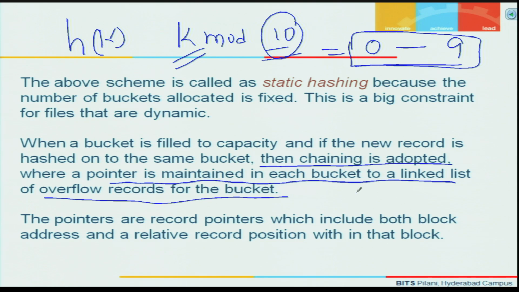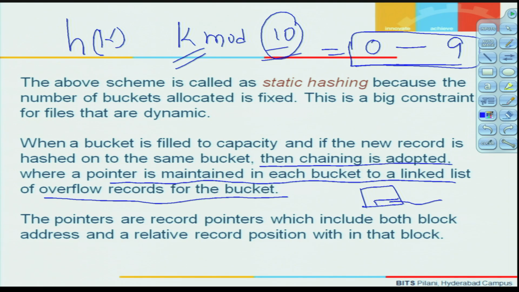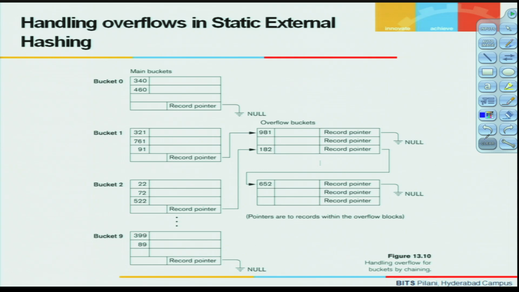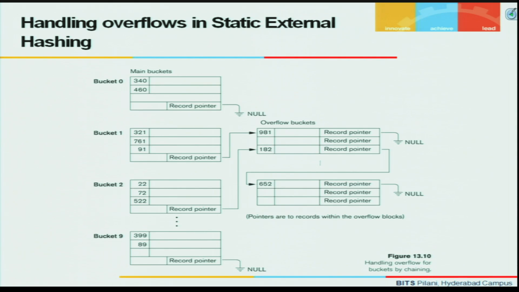That is why at the end of each bucket we include a record pointer which points to the overflow bucket, which can contain the collided or overflowing records for that particular bucket. This is how we resolve a collision in static external hashing. Let us have a look at this. You see here, let us assume that the hashing function h(k) is k mod 10.